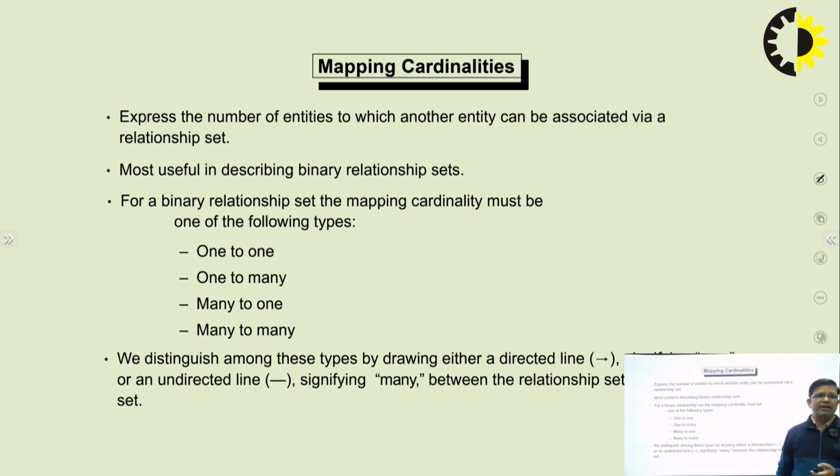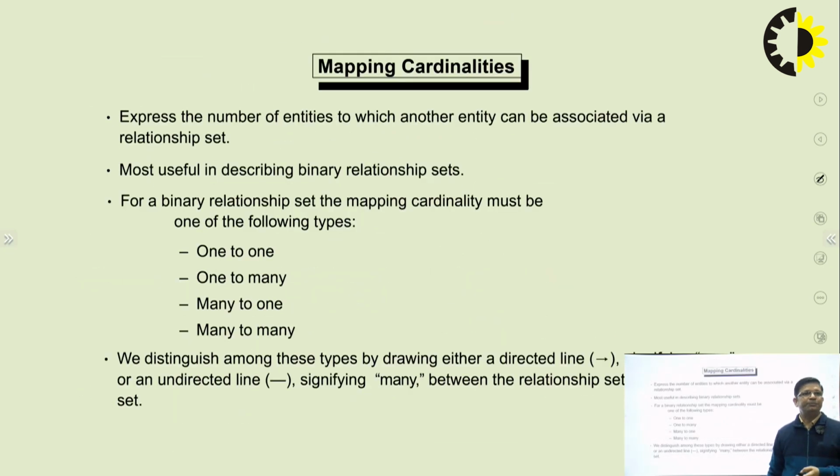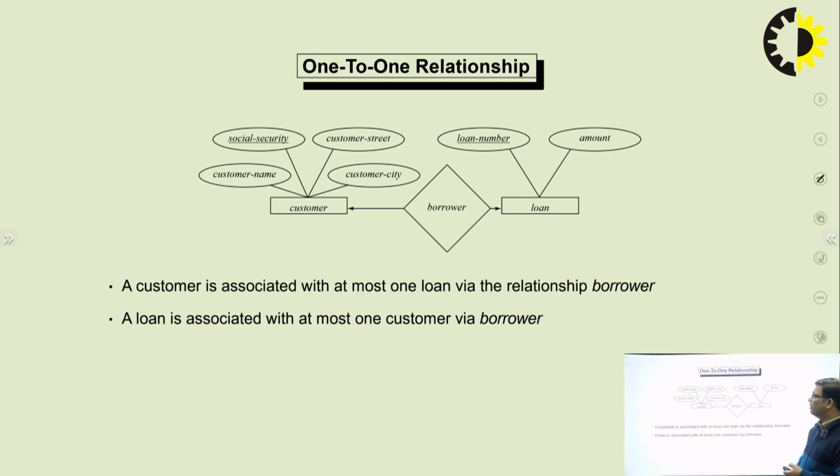This is mapping cardinality. We have already discussed the different types of cardinalities: one to one, one to many, many to many, or many to one. And we can show these cardinalities by means of these lines. Okay. So this is a one to one relationship.